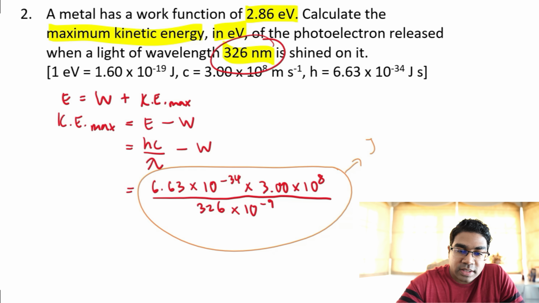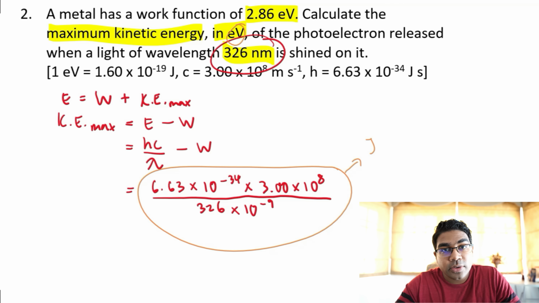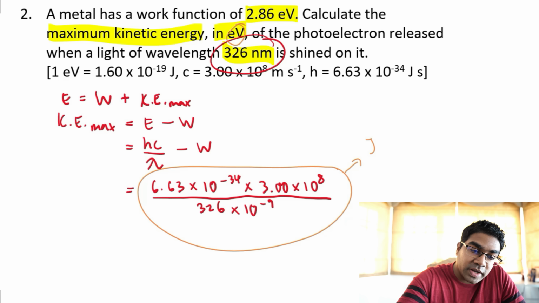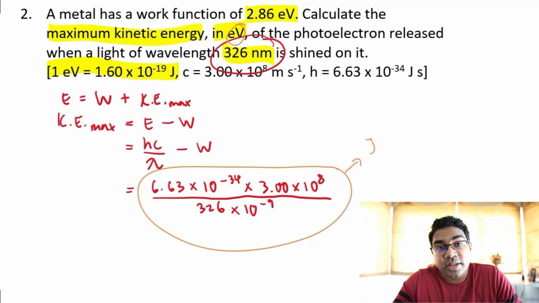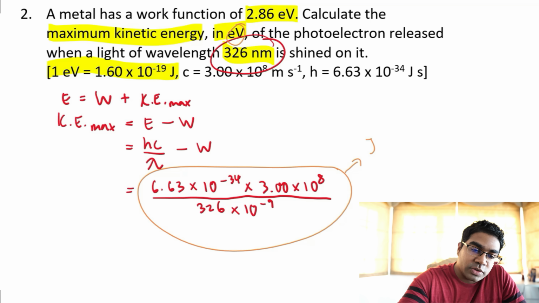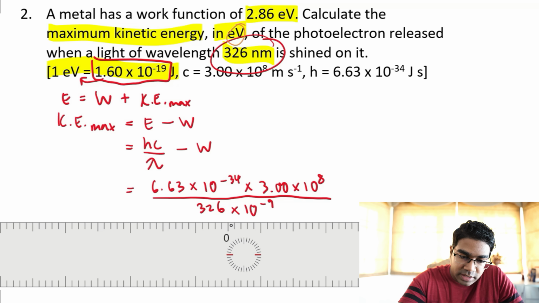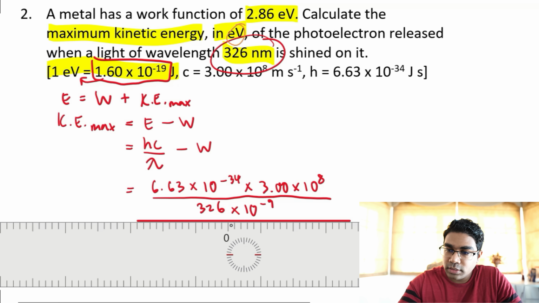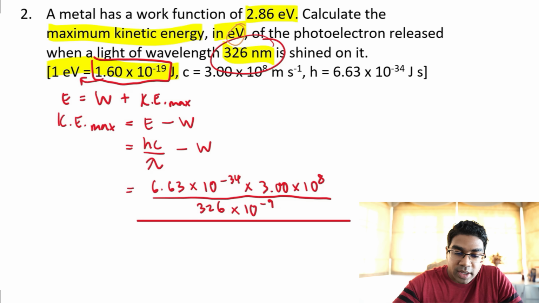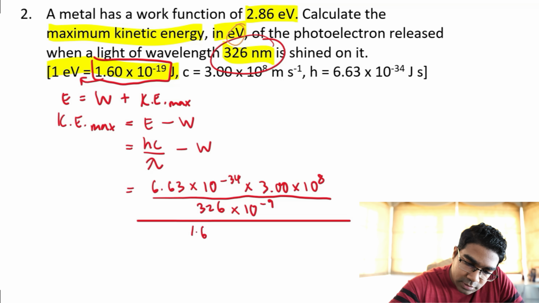However, we want to find our answer in electron volts, and the work function is already given in electron volts. Therefore, we need to convert this value into electron volts. We can use the conversion factor: 1 electron volt equals 1.6 times 10 to the power of negative 19 joules. When going from joules to electron volts, we need to divide. So the answer that we get, which is currently in joules, we divide by 1.6 times 10 to the power of negative 19.